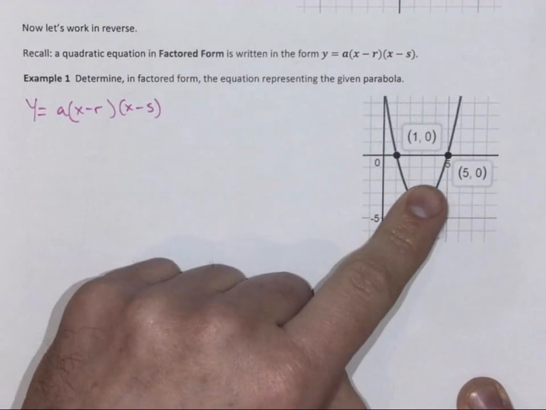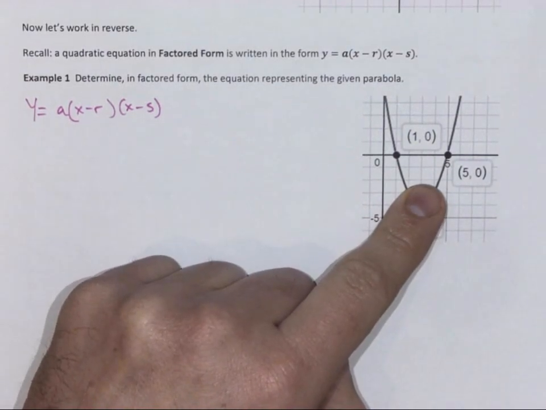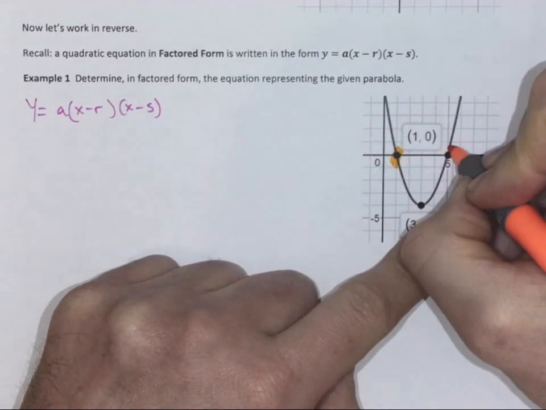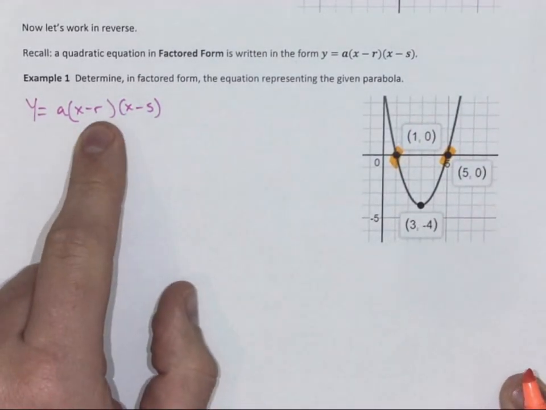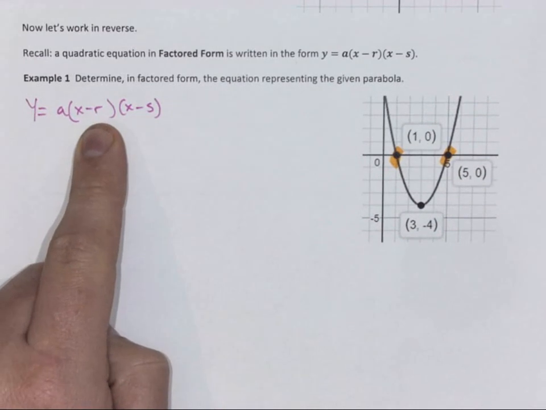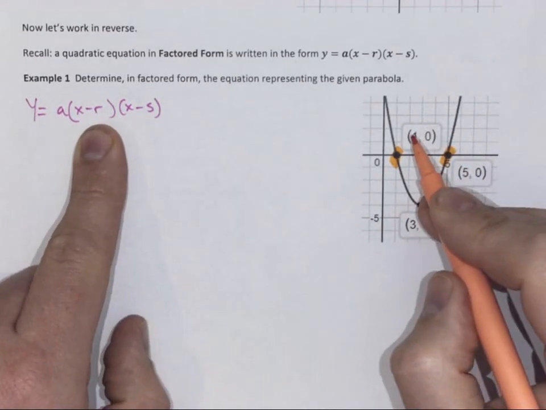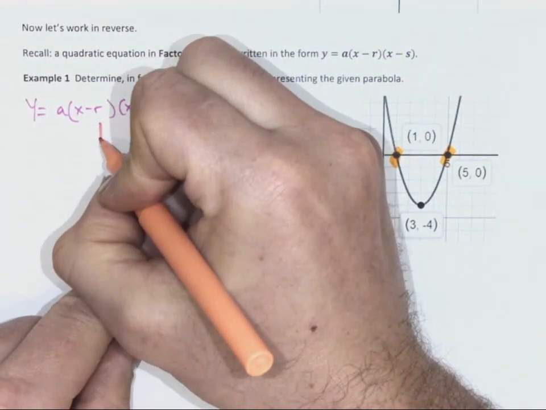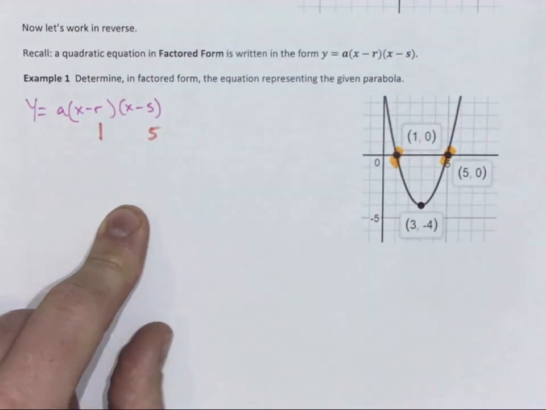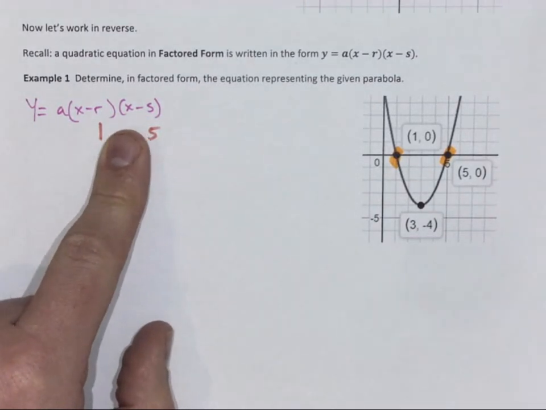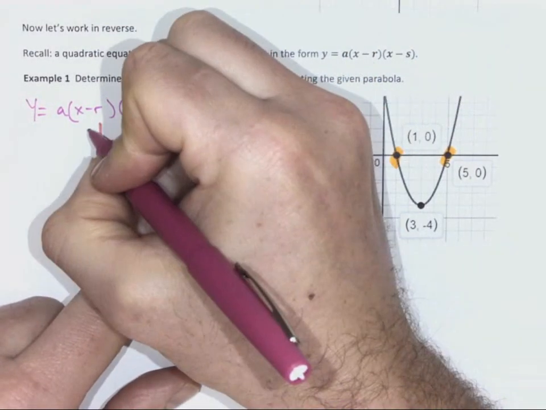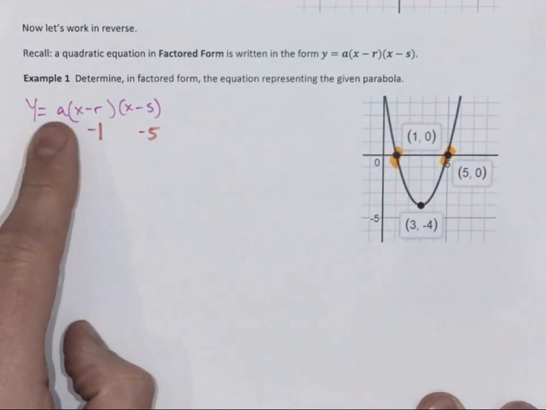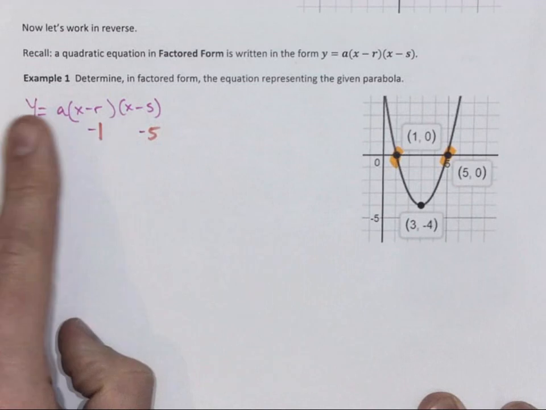Now, from the given graph, I can pull some information. I can see that I have an x-intercept at 1 and an x-intercept at 5. As my key, I'm going to sub in 1 and 5 for my x-intercepts, r and s. So 1 and 5. The equation is negative, so that negative still stays. The next thing I have is x's, y's, and I don't have an a. So I have 3 unknowns.